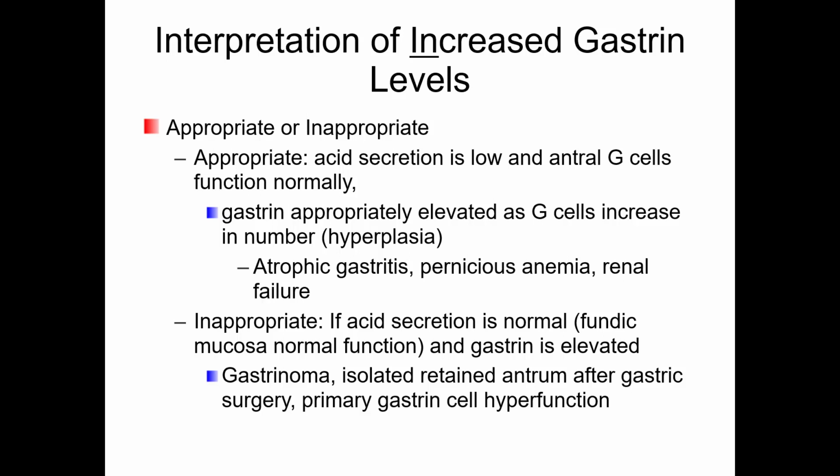Inappropriate elevation would be if acid secretion is normal, fundic mucosa has normal function, and gastrin is elevated. When gastrin is elevated, then that could indicate a gastrinoma, an isolated retained antrum after gastric surgery, or a primary gastrin cell hyperfunction.